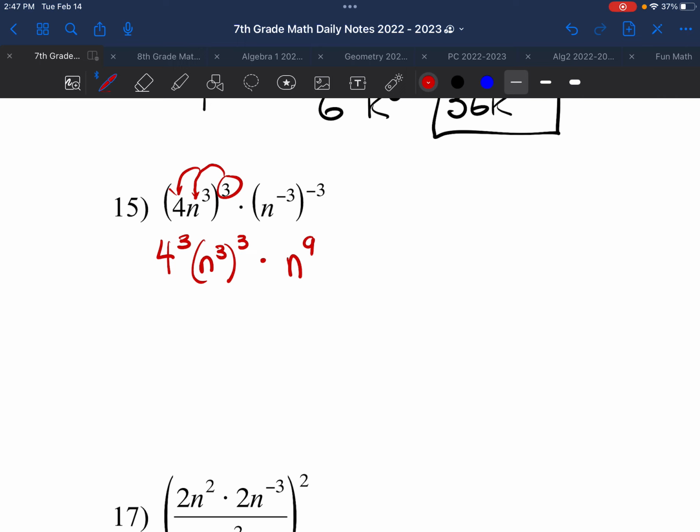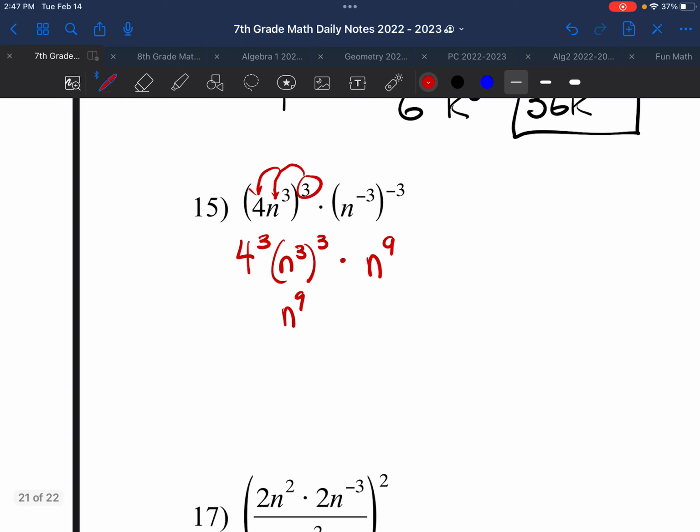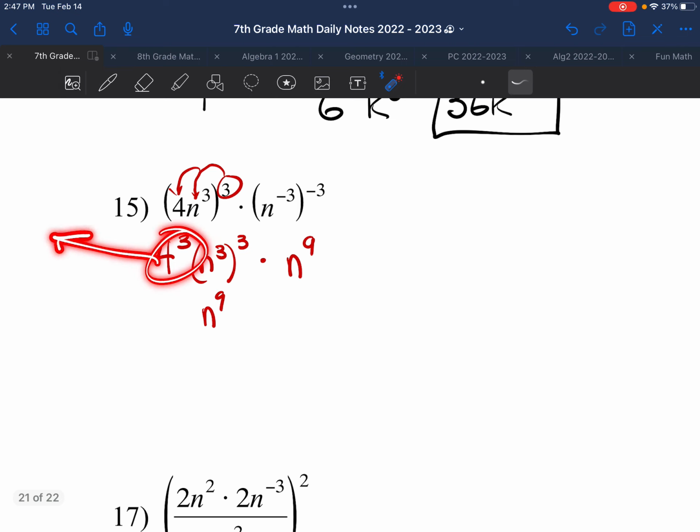All right, from here I already said an n to the power of 3 to the power of 3 is n to the power of 9 here, and 4 cubed. How do I do 4 cubed? So I'm worried about you. Let's do you off to the side. So 4 cubed is the same thing as 4 times 4 times 4.